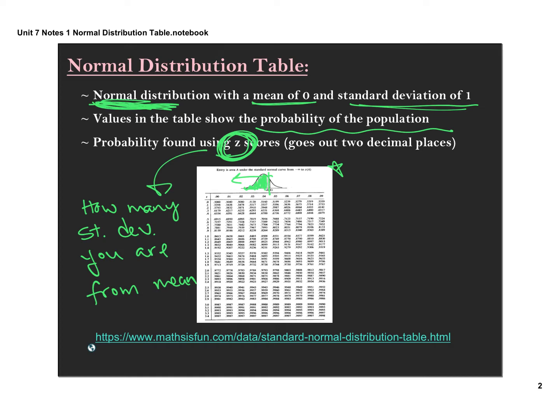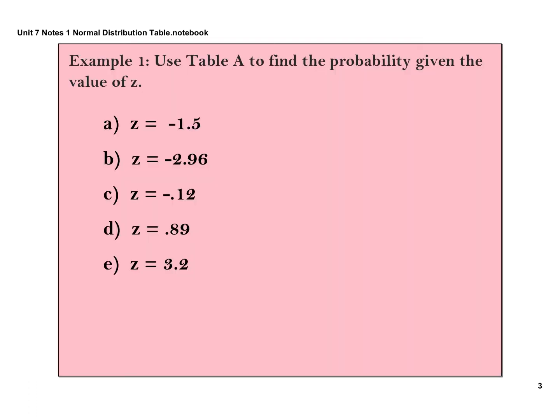And today we're just going to practice reading this table. That's it. We're going to work more with Z-scores in future lessons, but today we're just going to practice reading the table. So, in example 1, it says use table A to find the probability given the value of Z. So we are given a Z-score and we are asked to find the probability.